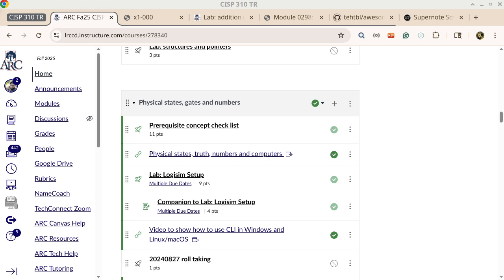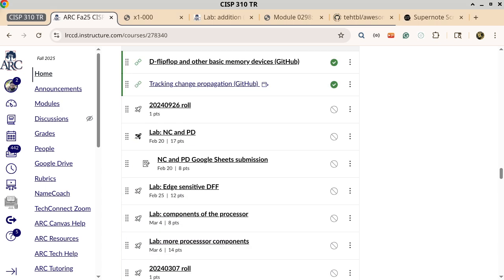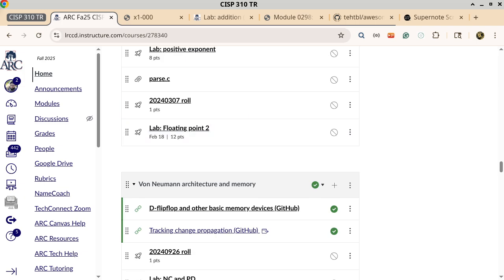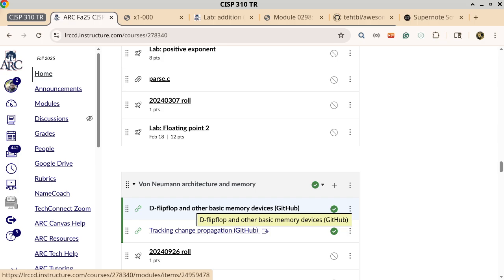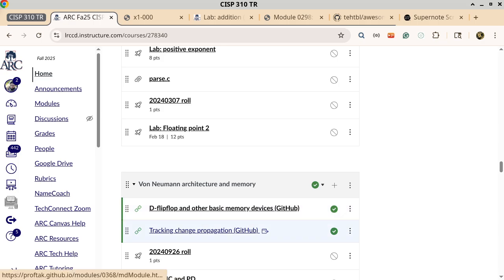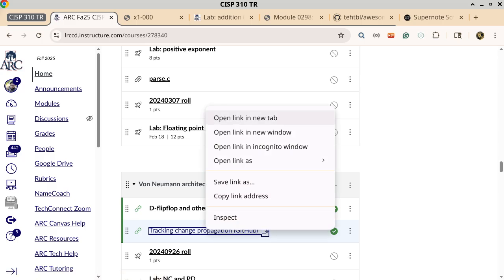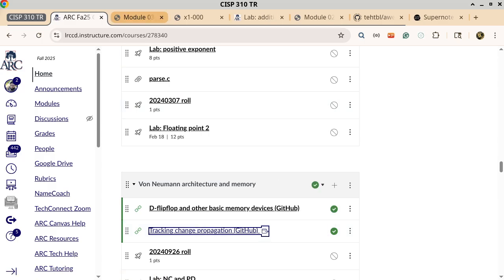So we are now moving on to the next module in Canvas, which is titled Von Neumann Architecture and Memory. And this is the module that contains the description of an SR latch. It is already in there, but today's focus is going to be how do we track changes in a circuit.